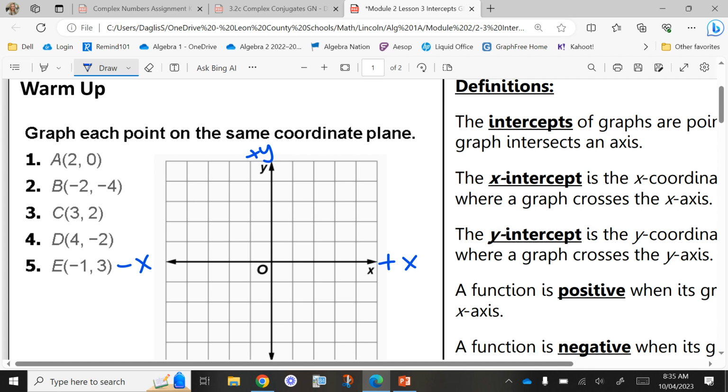It's an x. Is it positive or negative? Positive. So we're going to go from the origin. We're going to go positive 2. Does it go up or down? No, this one has 0, right? It didn't go anywhere. So here's our point A.